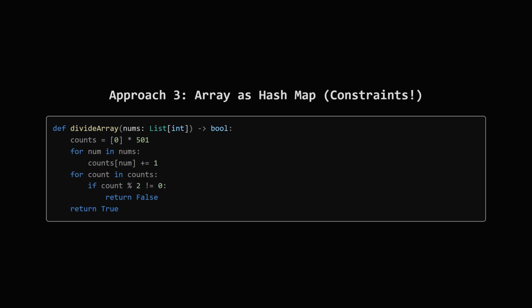The code iterates through the input array nums. For each num, we increment counts[num] by 1. Finally, we iterate through the counts array. If we find any count that is odd, meaning that number appears an odd number of times, we return false. Otherwise, if all counts are even, we return true.